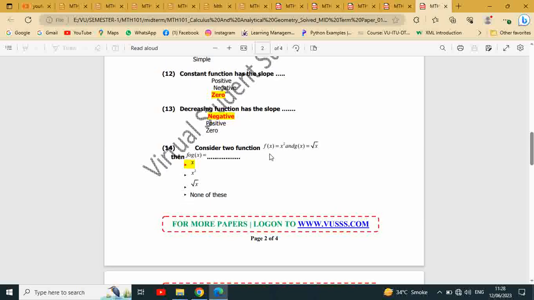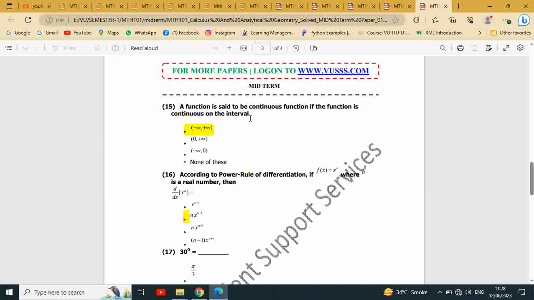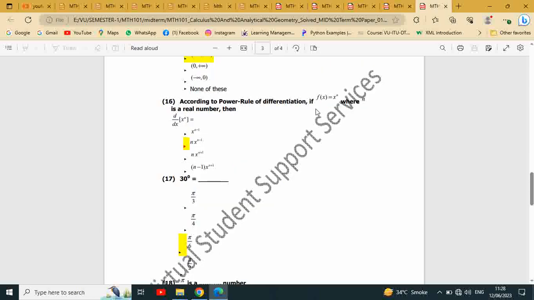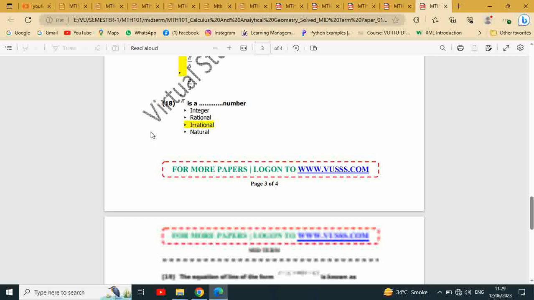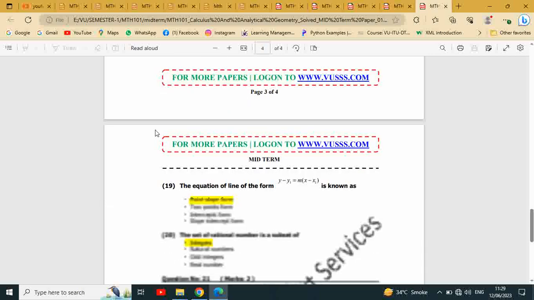Consider the two functions f(x) is x square and g(x) is equal to square root of x. Then f of g is equal to x. A function is said to be a continuous function if the function is continuous on the interval minus pi to plus pi. According to the power rule of differentiation, if f(x) is x to the power n, where n is a real number, then the answer is n into x to the power n minus 1. 30 degrees is pi by 6. Pi is an irrational number.